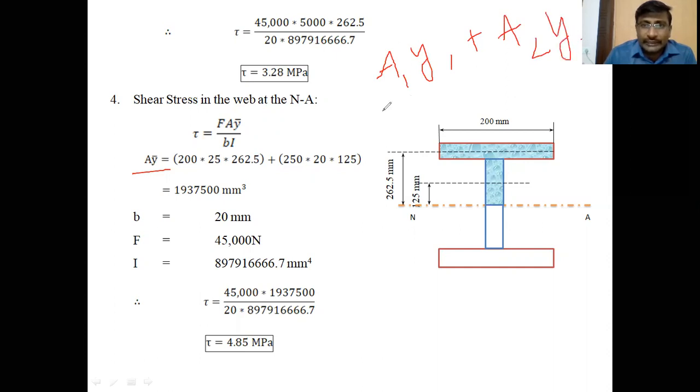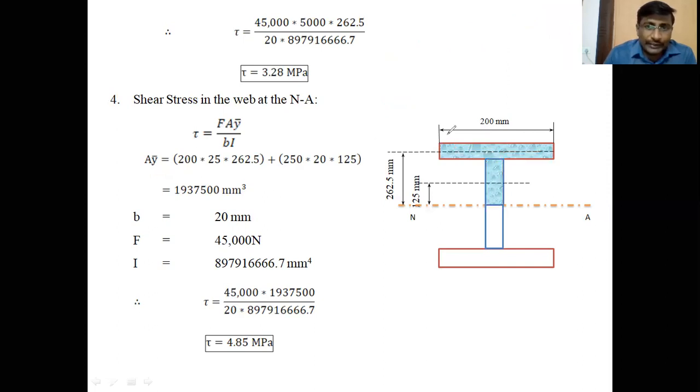Here, A1 is the area of the flange. Y1 is the distance of the center of gravity of the A1 area from the neutral axis. A2 is the area of the web, that is the web above the neutral axis. And Y2 is the distance of the CG of that rectangular A2 area from the neutral axis. This is the Y2. So A1Y1 plus A2Y2 is the A y bar for the given shaded areas.